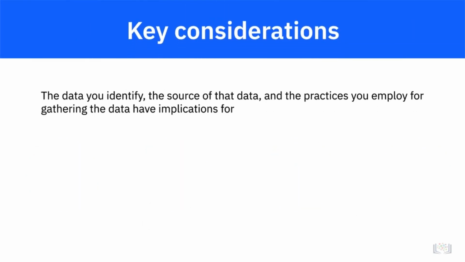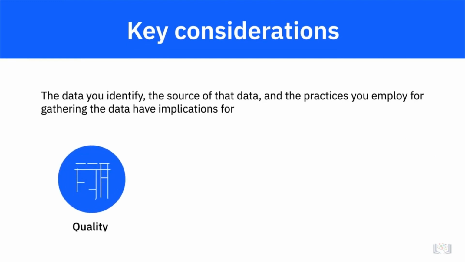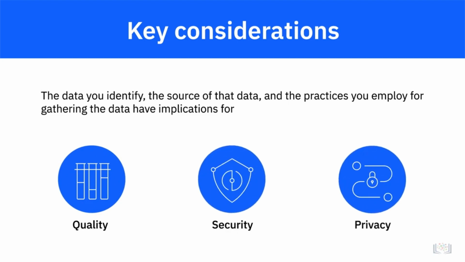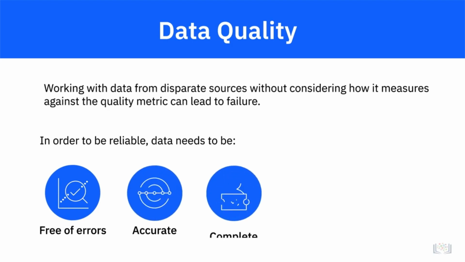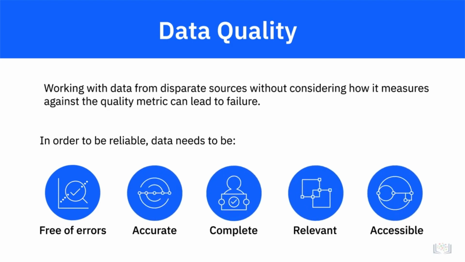The data you identify, the source of that data, and the practices you employ for gathering the data have implications for quality, security, and privacy. None of these are one-time considerations, but are relevant through the life cycle of the data analysis process. Working with data from disparate sources without considering how it measures against the quality metric can lead to failure. In order to be reliable, data needs to be free of errors, accurate, complete, relevant, and accessible. You need to define the quality traits, the metric, and the checkpoints in order to ensure that your analysis is going to be based on quality data.